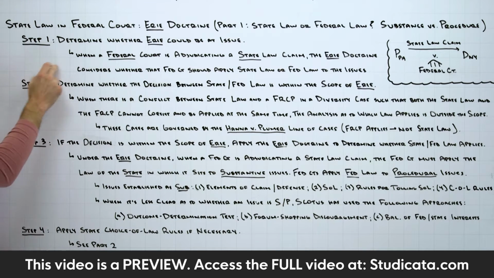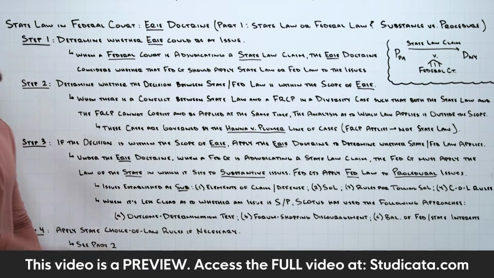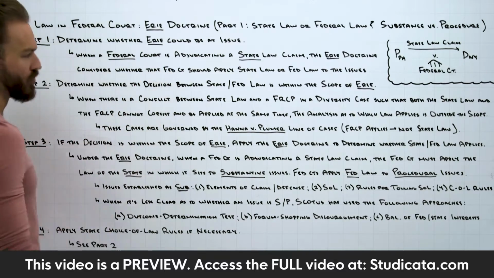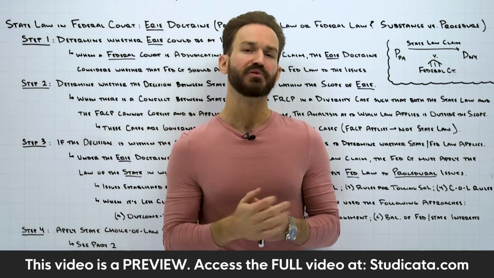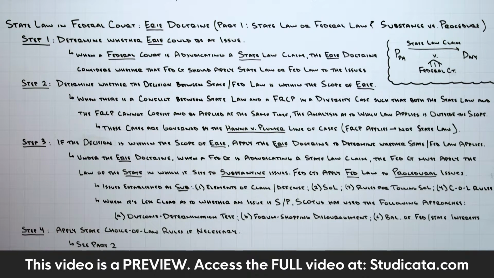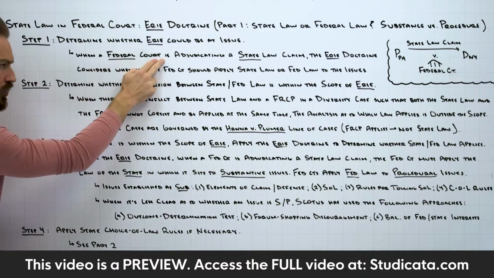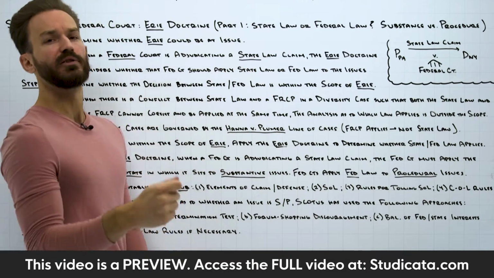Well, we say when a federal court is adjudicating a state law claim, the Erie Doctrine considers whether that federal court should apply state law or federal law to the issues presented before it. So the first thing to recognize off the top here is we need a federal court adjudicating a state law claim for Erie to be at issue.